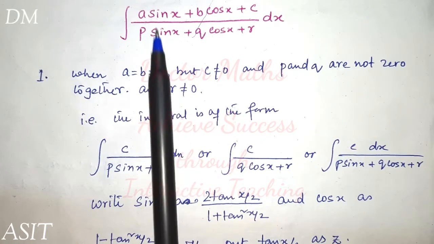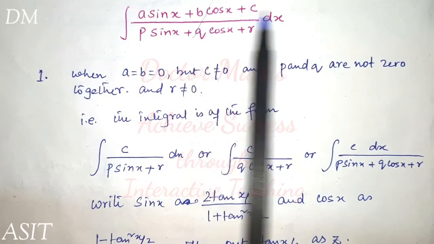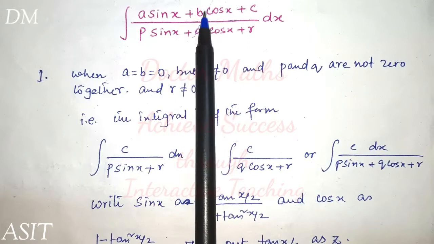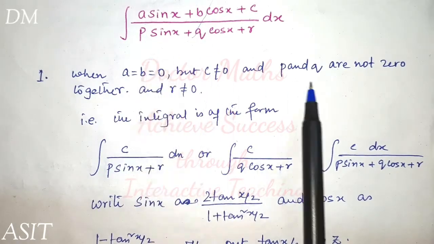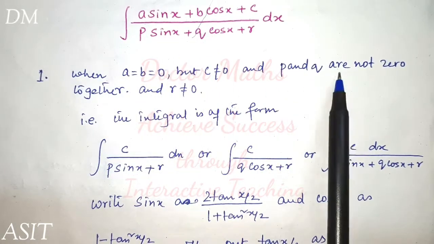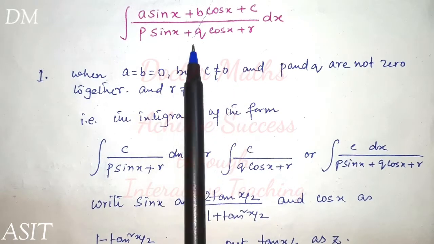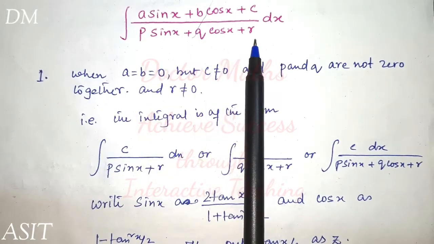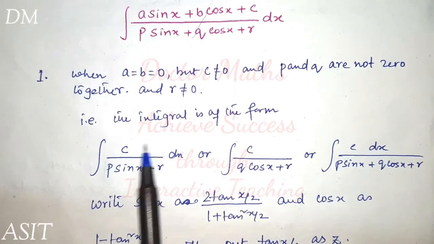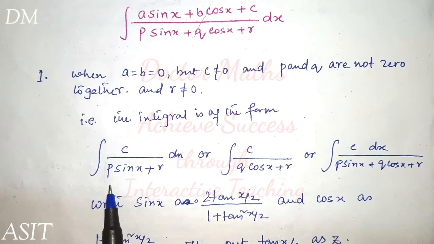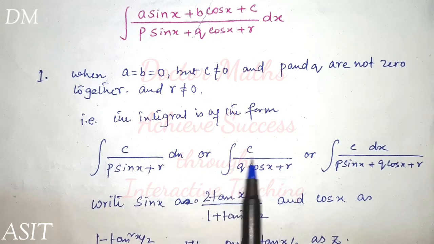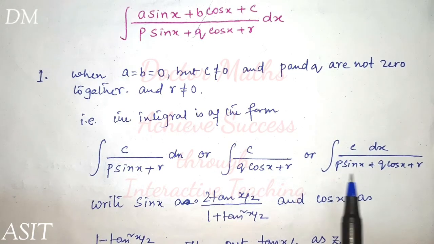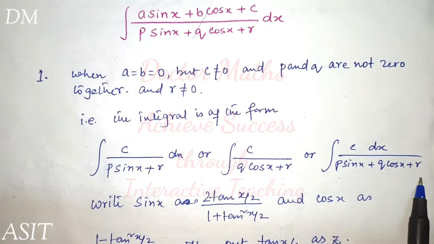In the first case, when a and b are 0 but c not equal to 0, that means in the numerator only a constant term will be there, and in the denominator p and q are not both 0. p and q can be 0 but together they cannot be 0, but r should not be equal to 0. That means the integrals will be of the form either c by (p sin x + r), or c by (q cos x + r), or c by (p sin x + q cos x + r).